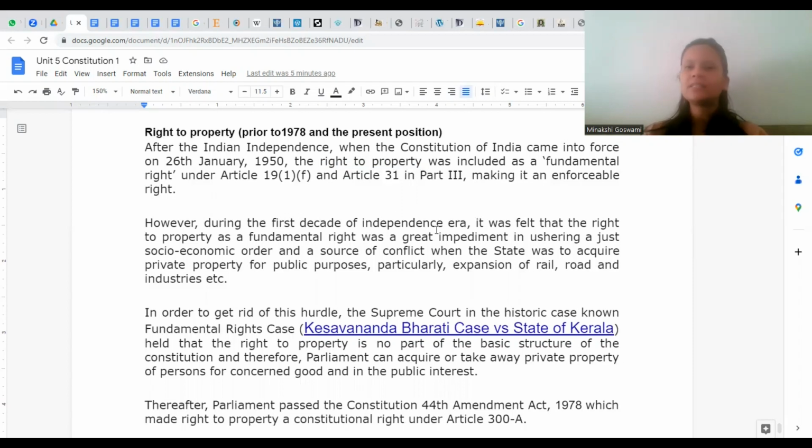So what was happening is, because right to property was added as a fundamental right, that was creating a lot of problem in ensuring socio-economic order. Jamindars will have the property, all the common people will cultivate under him, and they would get some very less amount, even though all the hard work is done by them. Those things used to prevail. And also, government was not able to construct anything, start with any developmental work. So state was to acquire private property for public purposes like expansion of rail, road, industries, etc. For that, they needed land.